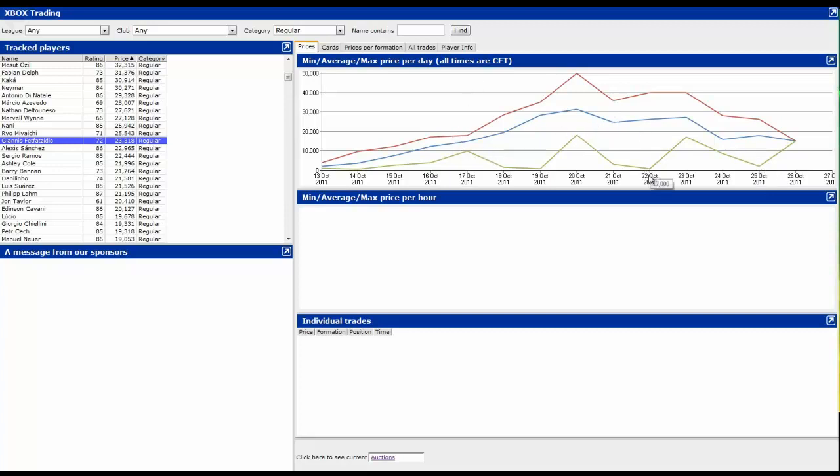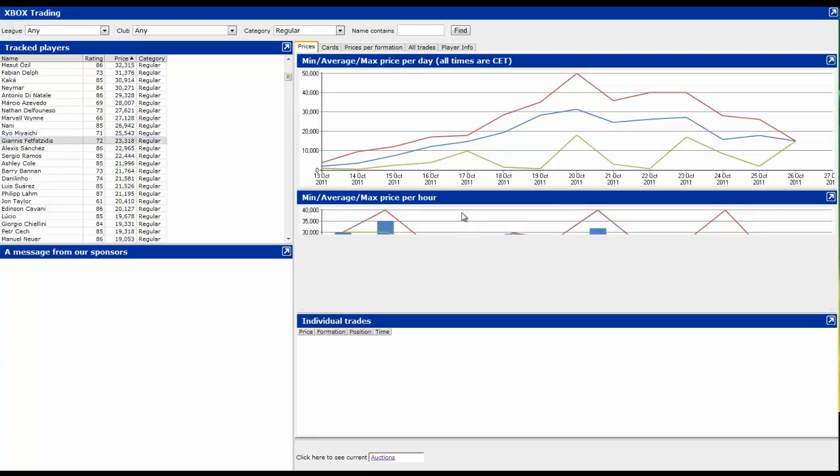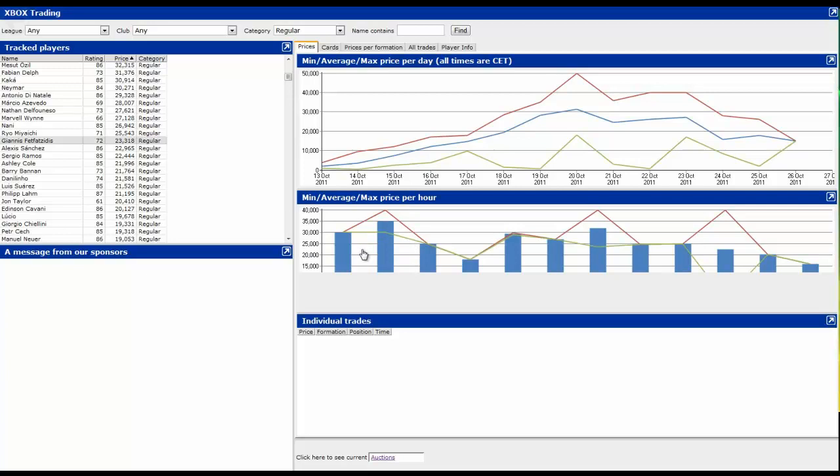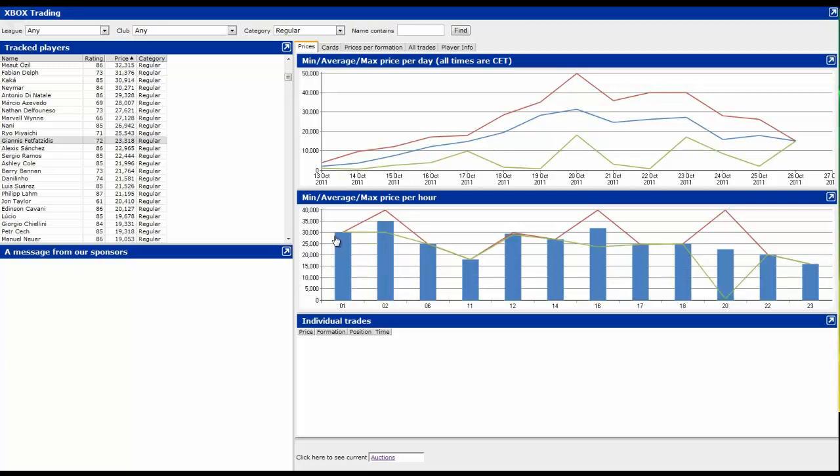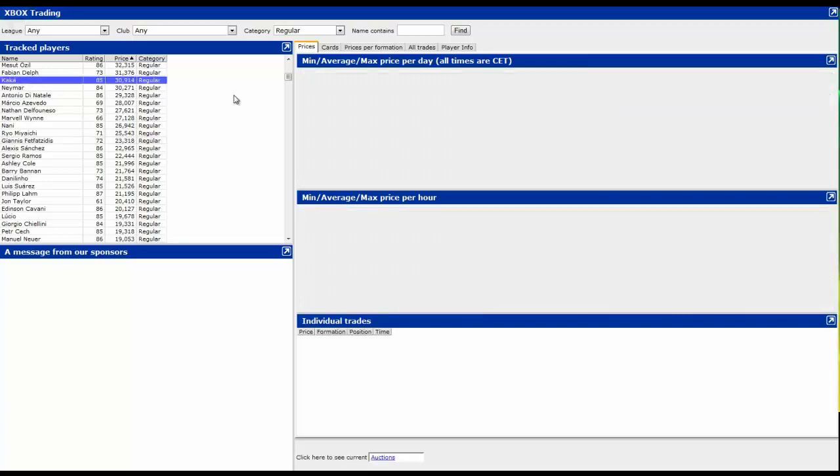And if you take a look at one of these days, for example the 22nd, you can see for the most part his green line was at the same sort of level as the blue line, but once in a while there are some good trades. So not the best player to trade, I would say, but still, let's take a look at somebody else, maybe Kaká.